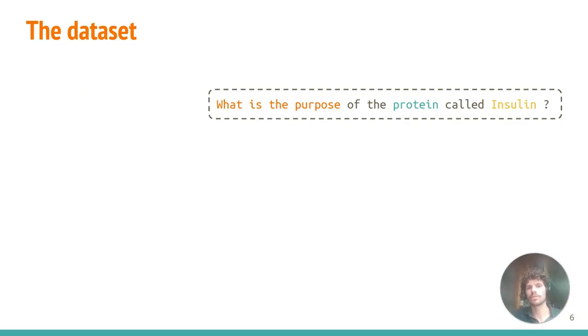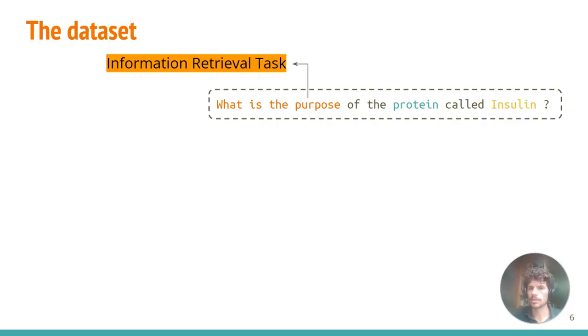Now we can try to create a data set in the same way with many different examples. For that, here is an example of a prompt from our dataset that we built. What is the purpose of the protein called insulin? In this case, we have a question that is supposed to trigger information retrieval from the model.